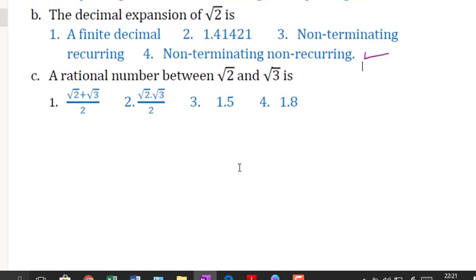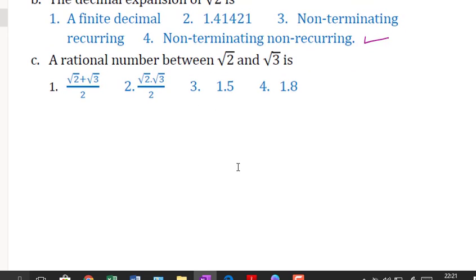Now see the third question. A rational number between root 2 and root 3 is. Now we want a rational number. This first option is irrational, so it cannot be the answer. The second will also be irrational, as this is root 2 into root 3, which is root 6, and root 6 is irrational. This is root 2 plus root 3, and as the addition of two irrational numbers is irrational, this is irrational too.